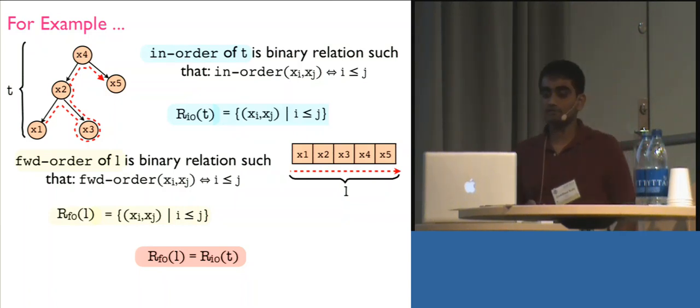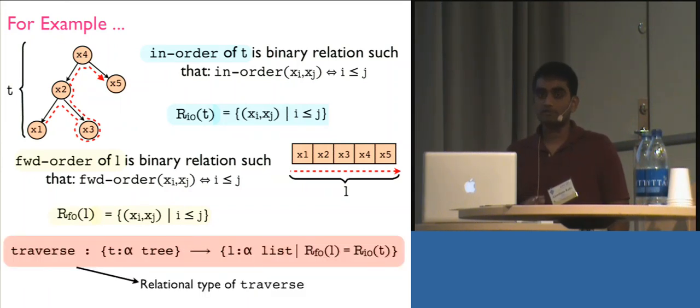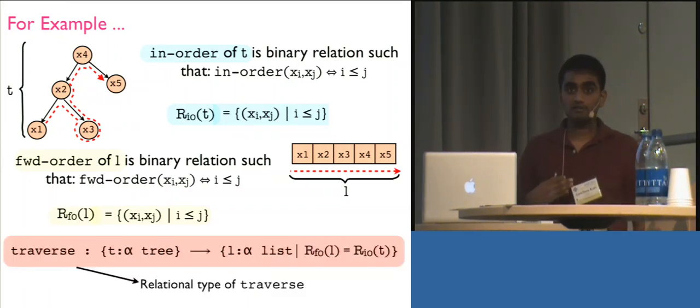So we make use of this observation to write a type for traverse, where we say that traverse is a function that takes a tree and returns a list where the forward order of the result list is the same as the in order of the input tree. We refer to this type as a relational type of traverse.